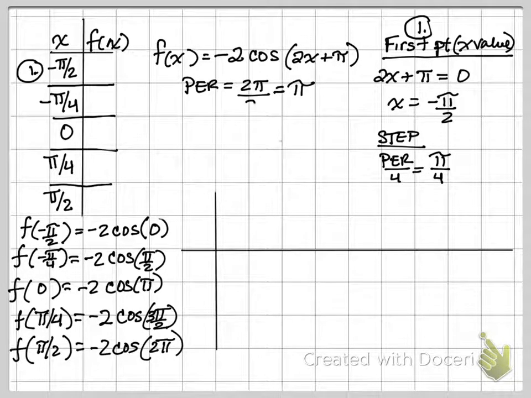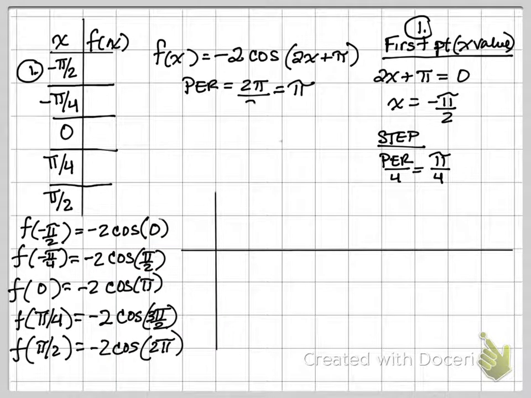Here are the rest of these, substituting the values of x and then seeing what I need to evaluate here. What's the negative 2 cosine of 0? What's negative 2 cosine pi over 2? What's negative 2 cosine pi, etc.? So we'll just take a quick look at that.